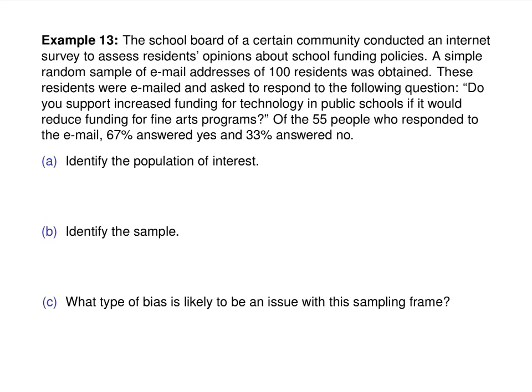So the school board of a certain community conducted an internet survey to assess residents' opinion about school funding policies. A simple random sample of email addresses of 100 residents was obtained. These residents were emailed and asked to respond to the following question: Do you support increased funding for technology in public schools if it would reduce funding for fine art programs? Of the 55 people who responded to the email, 67% answered yes and 33% answered no.